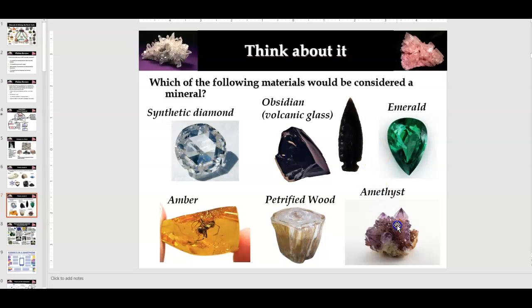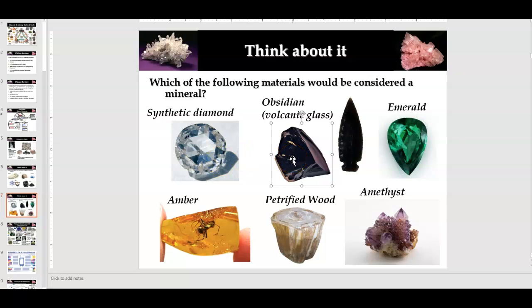But the ones that are minerals here: an amethyst is a mineral. Okay, so is an emerald. Both of these are minerals, but none of these other ones are. A synthetic diamond is one that actually is made by humans, okay? So it's actually compressed carbon in a sense to form synthetic diamonds.